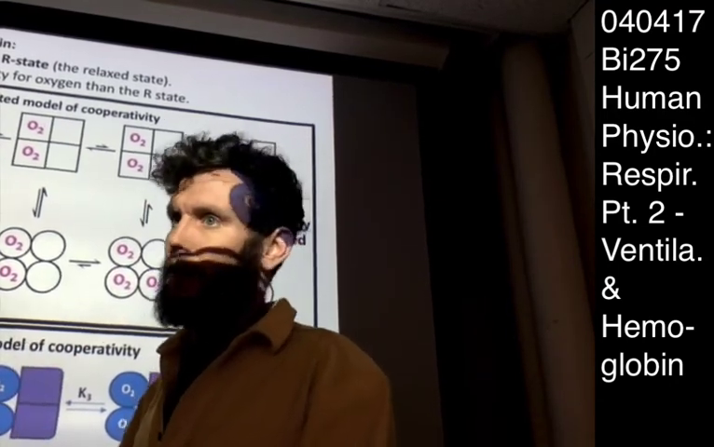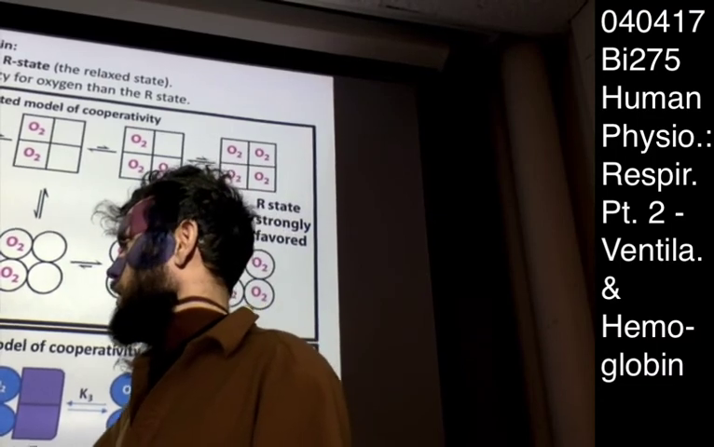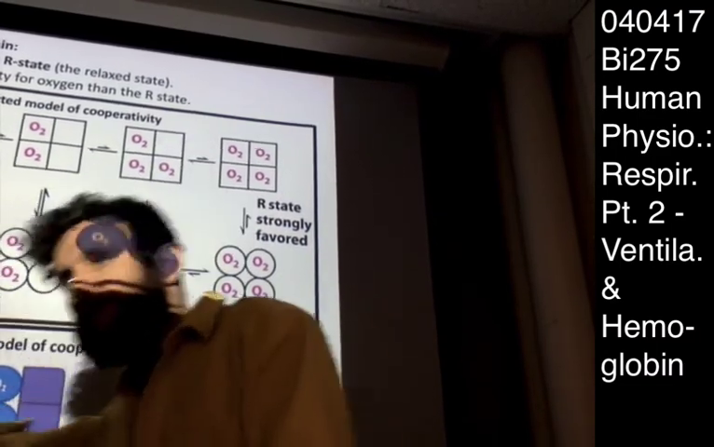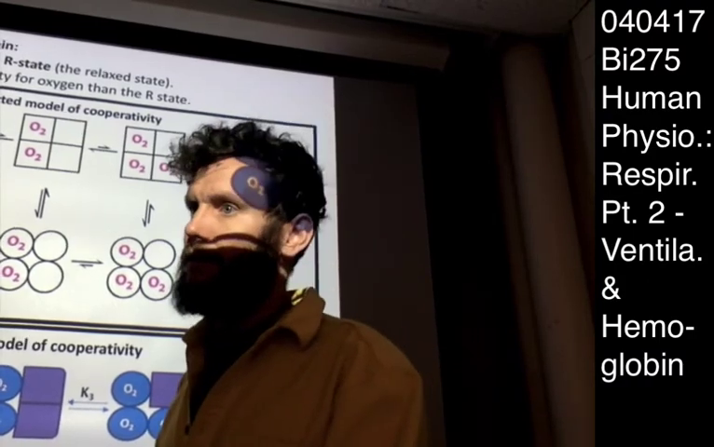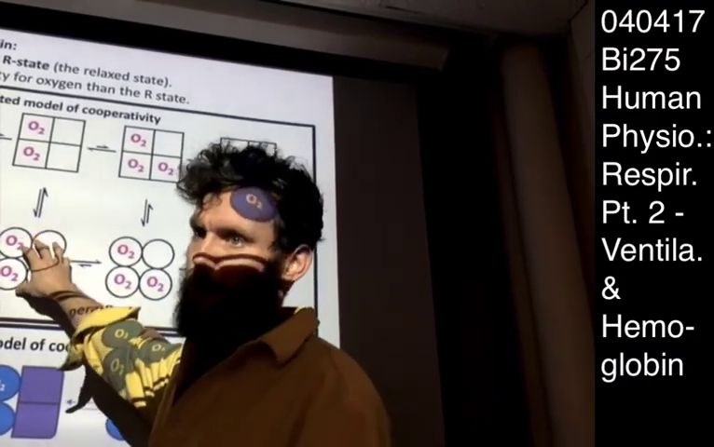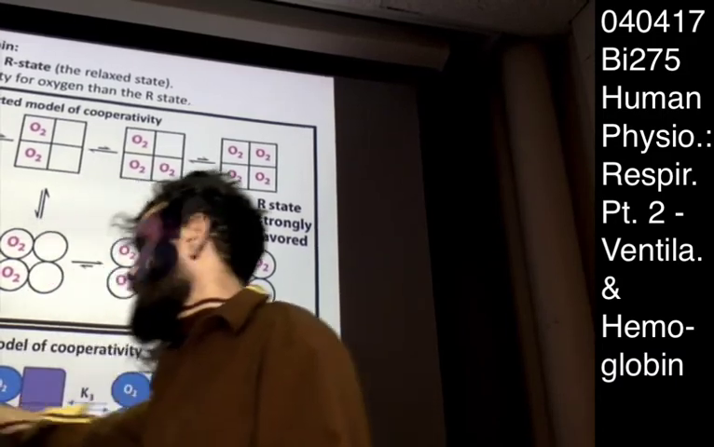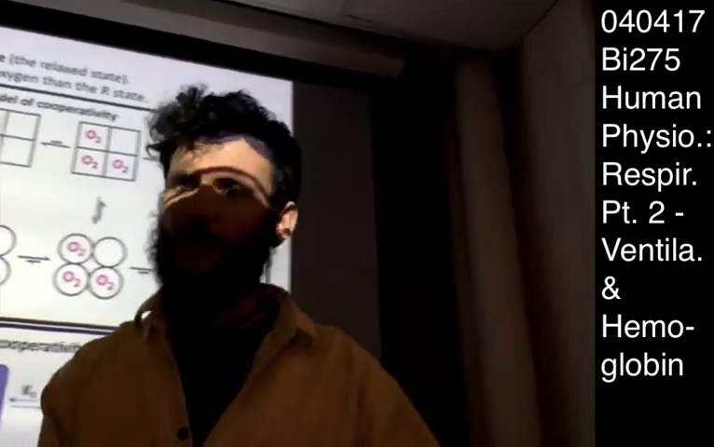What's probably going on is actually neither of these. It's probably some sort of gradient where all of the monomers are in the same conformation, but it's a gradient between two extremes of all R or all T. All right. So those are the models of how these binding states work. All right. So let's look at the consequences this has on the binding curve.